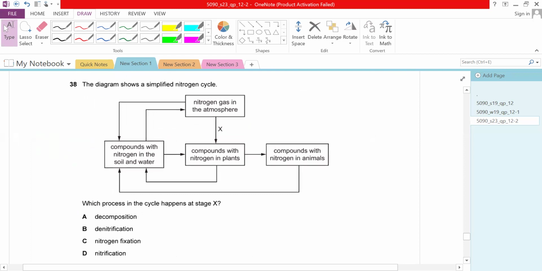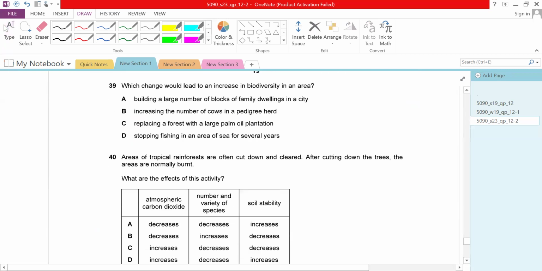Question 38, the diagram shows a simplified nitrogen cycle. Which process in the cycle happens at stage C? The nitrogen gas in the atmosphere, due to stage X, forms compounds with nitrogen in plants. Okay, let's read the options. Decomposition? No. Denitrification? No. Nitrogen fixation? Yes. The nitrogen gas from the atmosphere is taken into the plants due to nitrogen fixation and is converted into compounds with nitrogen in plants.